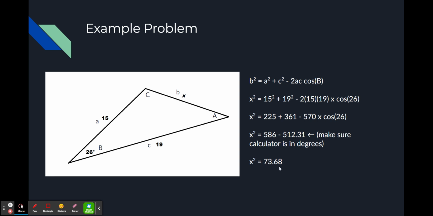Now, since this is squared, the last thing we have to do is find the square root. So we take the square root of each side. The square root of x squared equals the square root of 73.68. The final answer is 8.54. And that's the example problem, and that is how you find a side using the law of cosines.